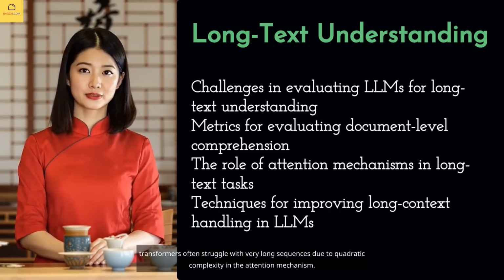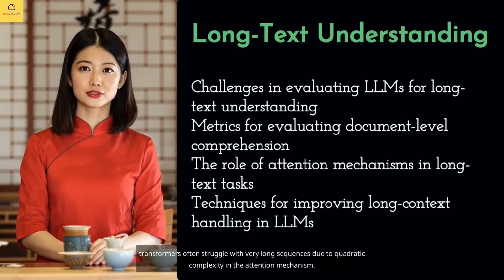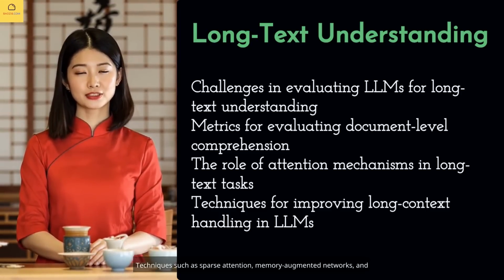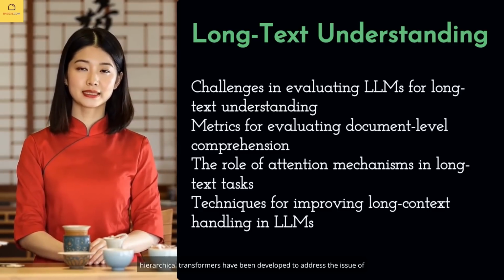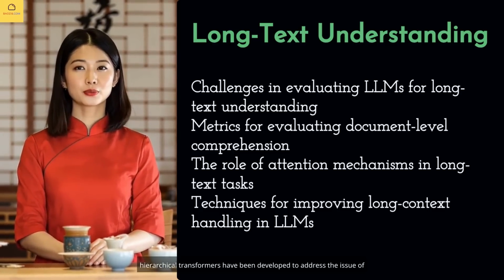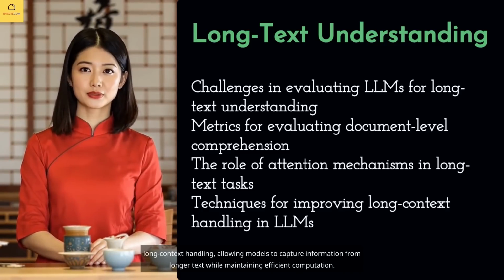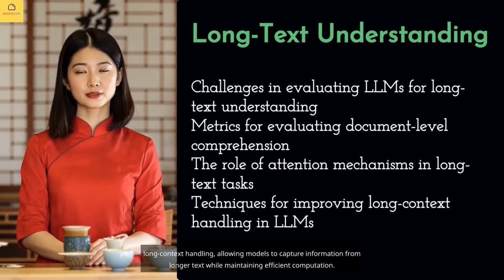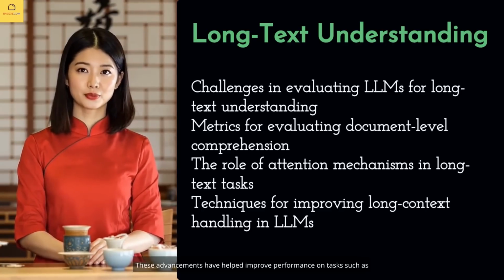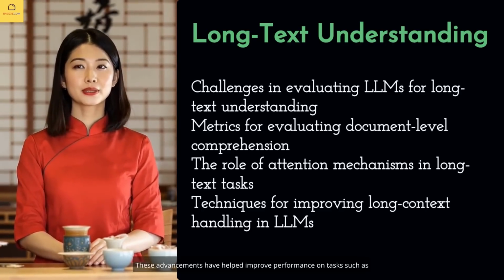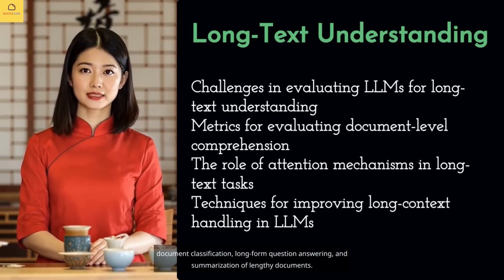of their attention mechanisms, as standard transformers often struggle with very long sequences due to quadratic complexity in the attention mechanism. Techniques such as sparse attention, memory-augmented networks, and hierarchical transformers have been developed to address the issue of long context handling, allowing models to capture information from longer text while maintaining efficient computation. These advancements have helped improve performance on tasks such as document classification, long-form question answering, and summarization of lengthy documents.